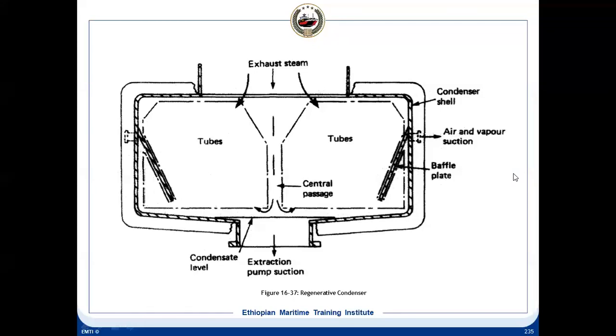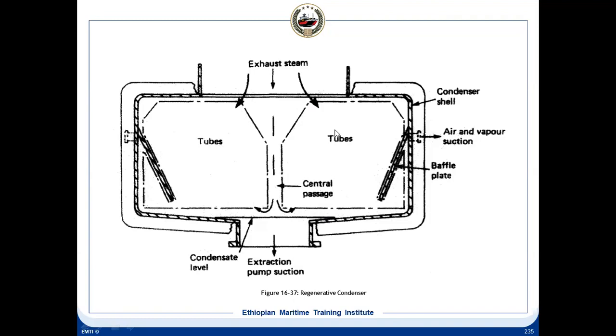So the exhaust steam, which you see at the top coming over here, from the exhaust of the steam turbine, is entering these tubes through which cooling water is passing, which may be seawater or fresh water, and then you have the central passage.